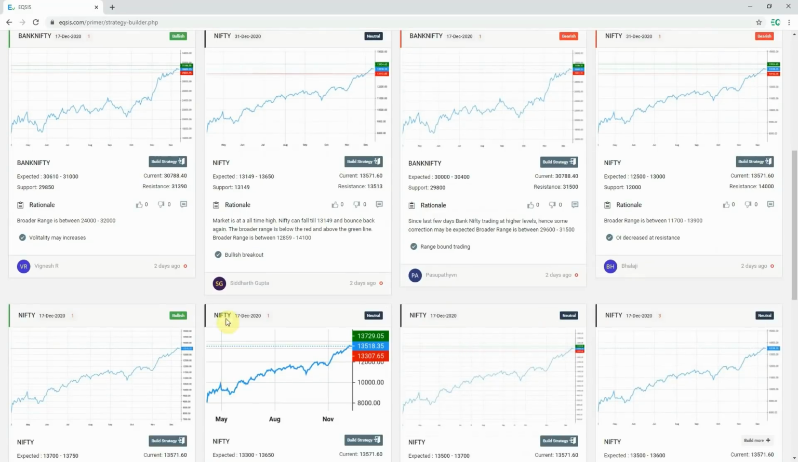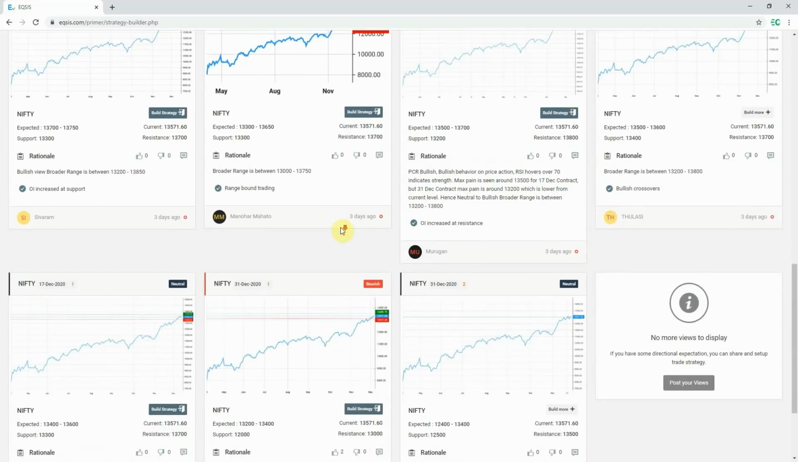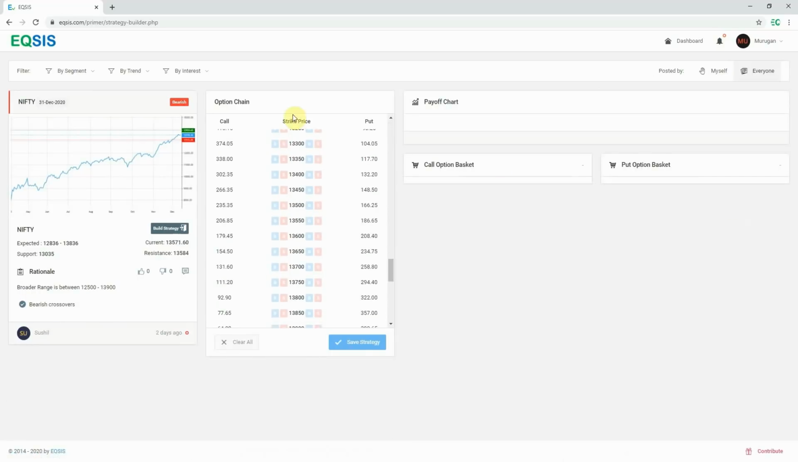Okay, now I see all Bank Nifty and Nifty weekly expiry is what people build. I wish to set up a strategy. Okay, let me take Nifty 31 December. Okay, now look at this. I'm taking this particular one.